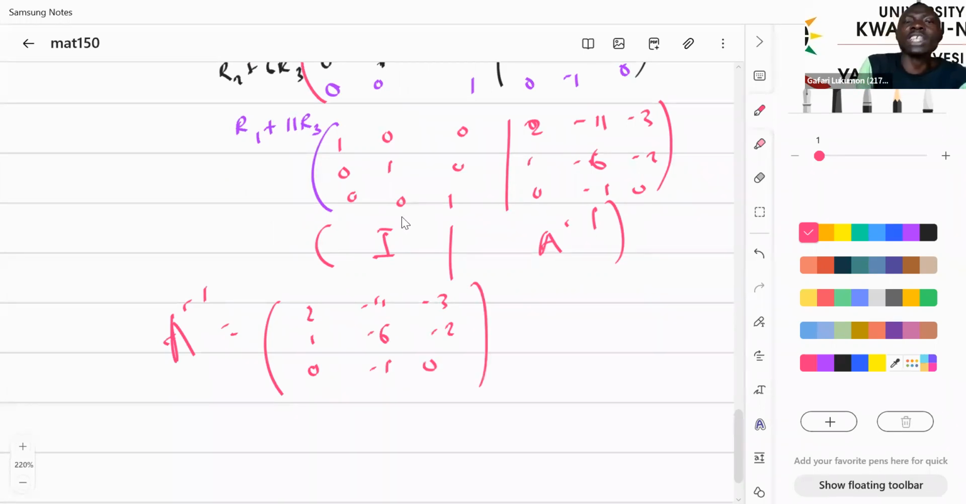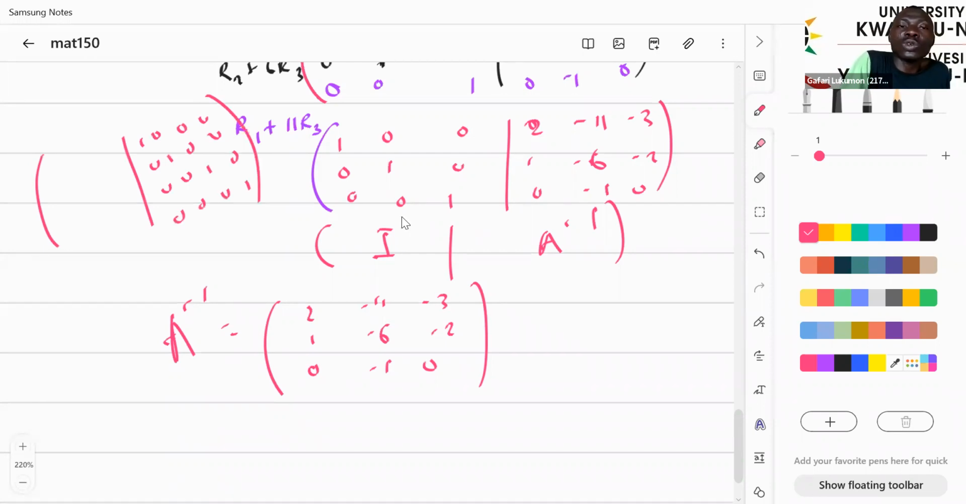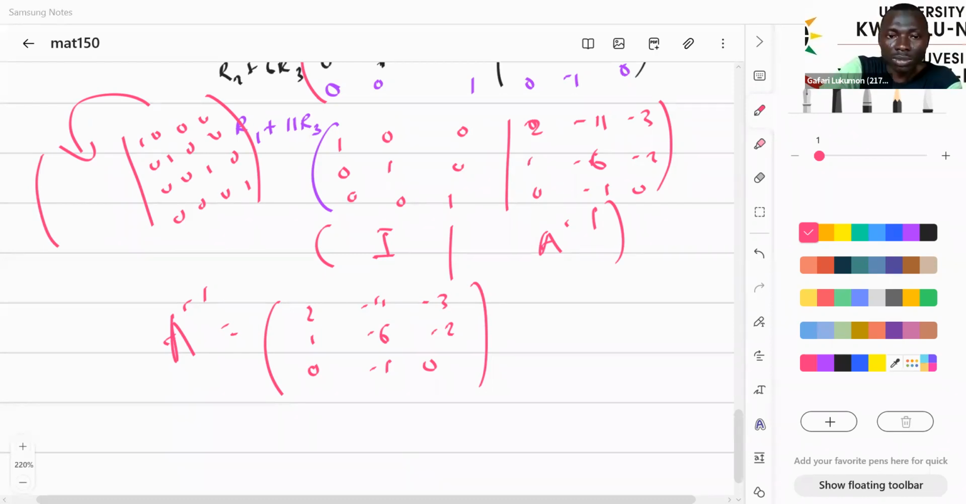I hope you understand. Even if your matrix is 4 by 4, what you have to do is write it as an augmented matrix first, and you have your identity matrix here. That's 1, 0, 0, 0, 0, 1, 0, 0, 0, 0, 1, 0, 0, 0, 0, 1. And try to rewrite this as this, and what you have on the other side will now be your inverse. I hope you understand now. Do you get what I mean? Any question?